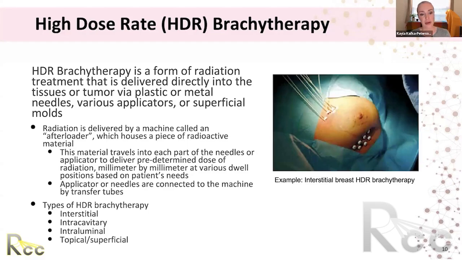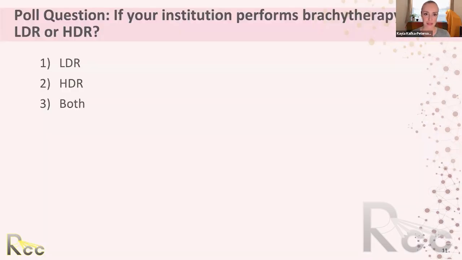The types of HDR brachytherapy, there are four big categories. Interstitial, which is when the needles go through the tissues themselves. It's invasive. Intracavitary, where an applicator goes into an existing body cavity, such as breast or vagina, and we'll show some photos of that. Intraluminal, where the applicator will go into an existing lumen, such as in endobronchial brachytherapy. And then topical or superficial, such as skin, and we'll show a few examples of that.